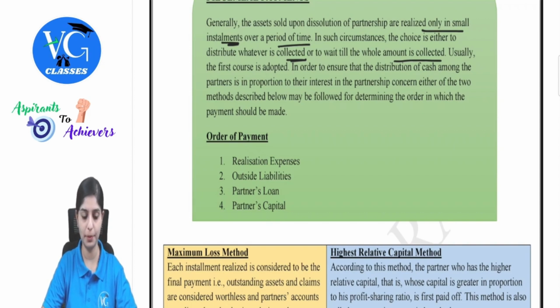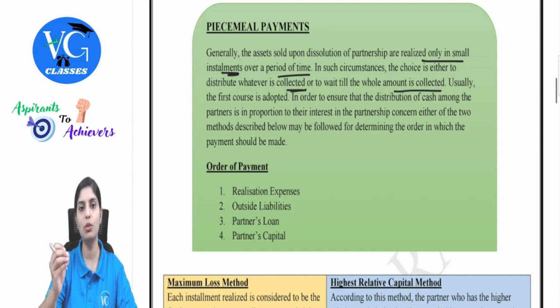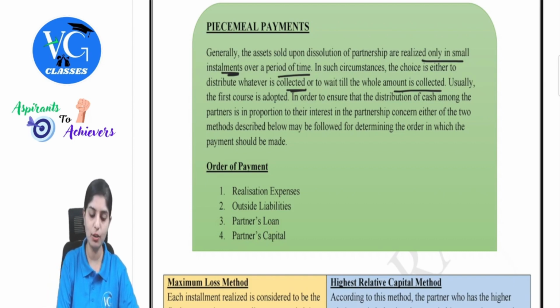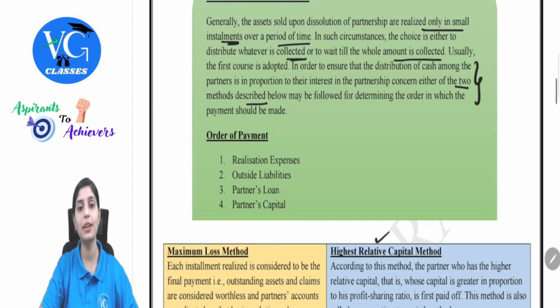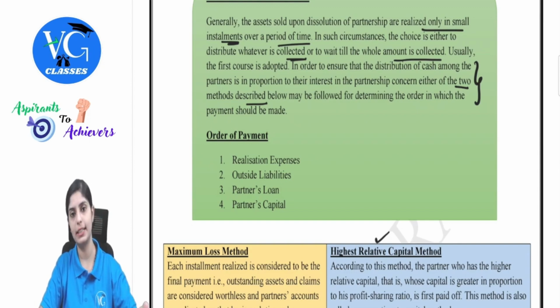Usually the first course is adopted. If there is a piecemeal structure, the first course is nothing but as and when you sell the asset, you realize the money and use that to pay off the liability. In order to ensure that the distribution of cash among the partners is in proportion to their interest in the partnership concern, either of the two methods described below may be followed for determining the order in which the payment should be made. So with respect to this settlement, there are two methods available for piecemeal distribution. One is the maximum loss method, another one is the highest relative capital method. Either of the two methods can be approached by the firm in order to settle it.